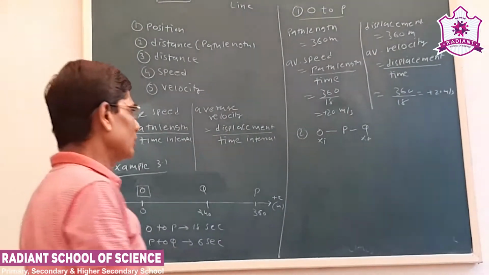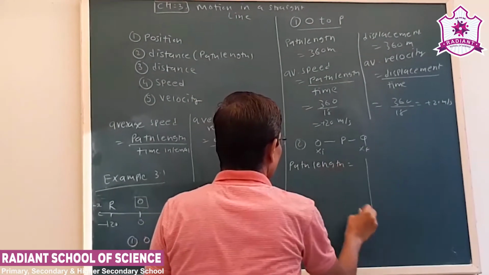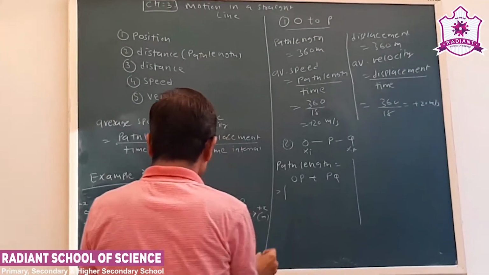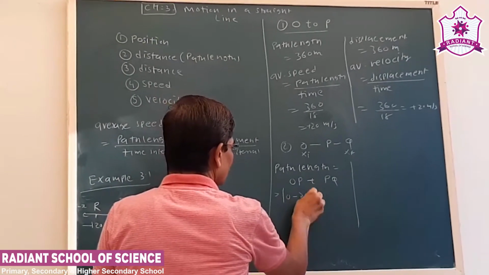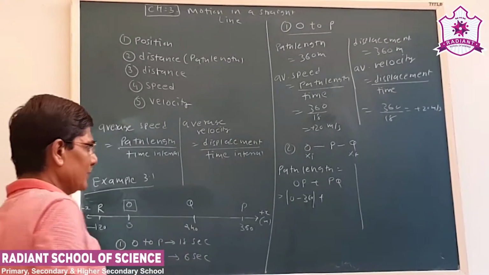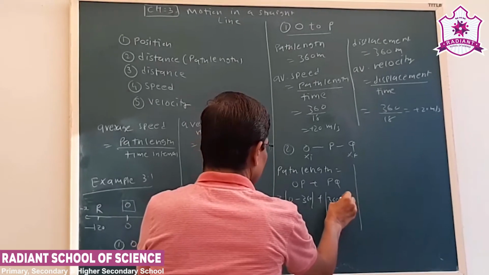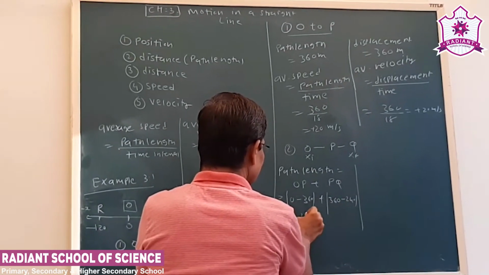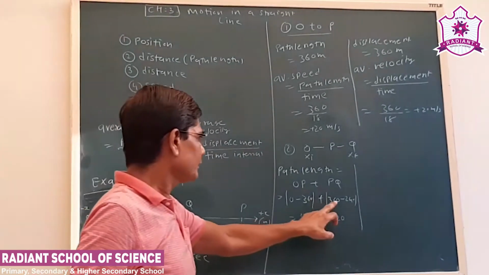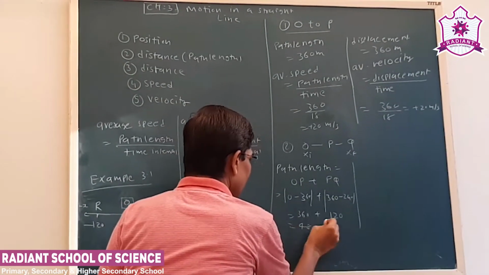Now first we find out the path length, that is OP plus PQ. Okay, now that can be obtained by distance formula. Okay, see these are the number corresponding to O and P respectively. Then PQ is P minus Q, that is 360 minus 240. That is 360 plus 180. Okay, now that will be 480 meters.